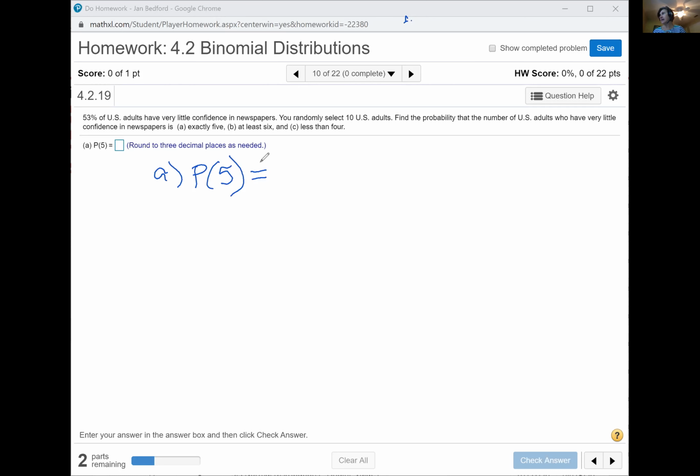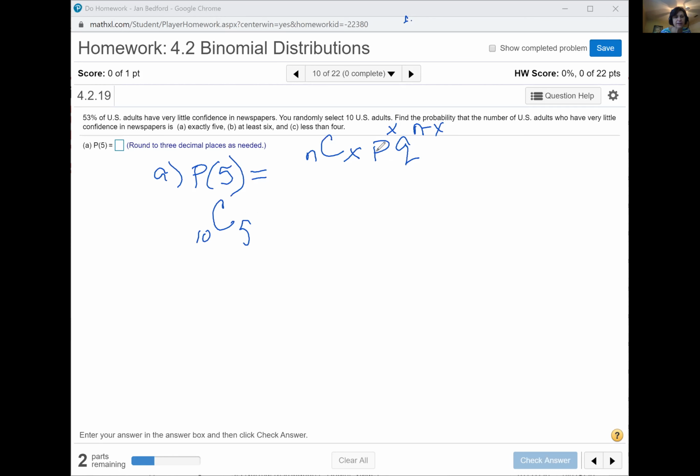Okay, so yes, there is a formula, and it is taking a combination, I'm going to write it up here, of n things taken x at a time, times the probability of success to the x power times the probability of failure to the n minus x power, right? So doing this by hand, we're going to have a combination of what's going to be my n in this problem? 10. And what's my x? Actually 5, because I want the probability of exactly 5.